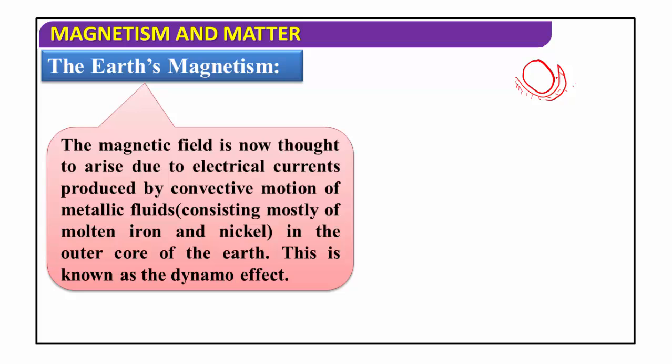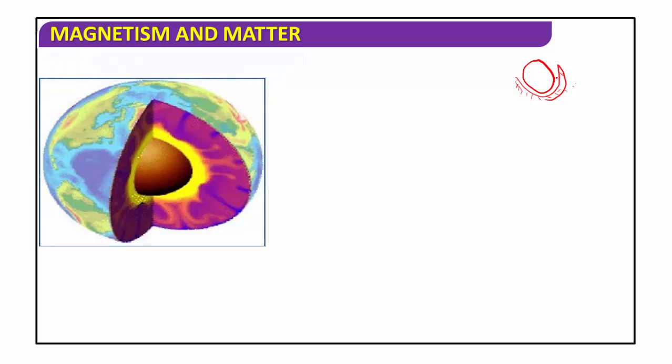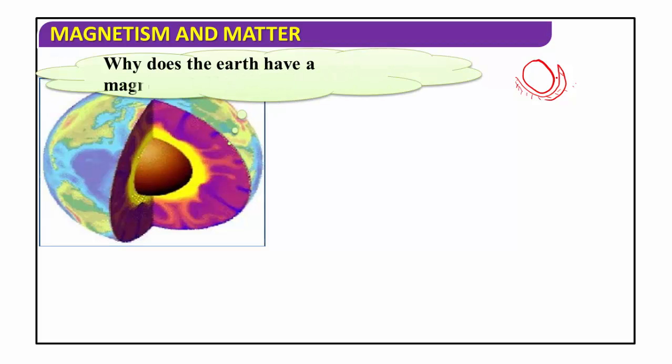Magnetism is the process in which iron, cobalt and nickel are attracted towards the surface, or it is the phenomenon of attracting. The magnetic field is now thought to arise due to electrical currents produced by convective motion of metallic fluids. This is called the dynamo effect, and this is the interior core of the earth. Why does the earth have a magnetic field? It is a very interesting phenomenon. Why does the earth have a magnetic field?